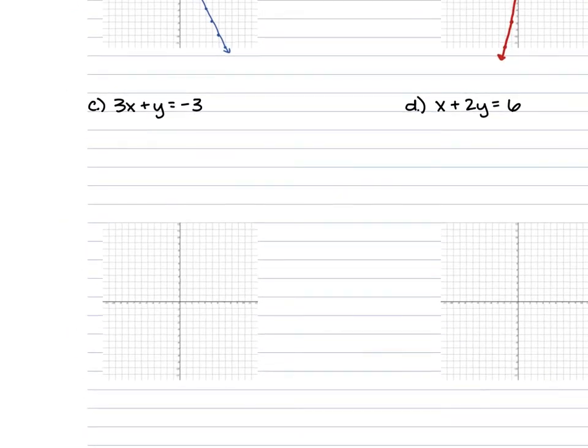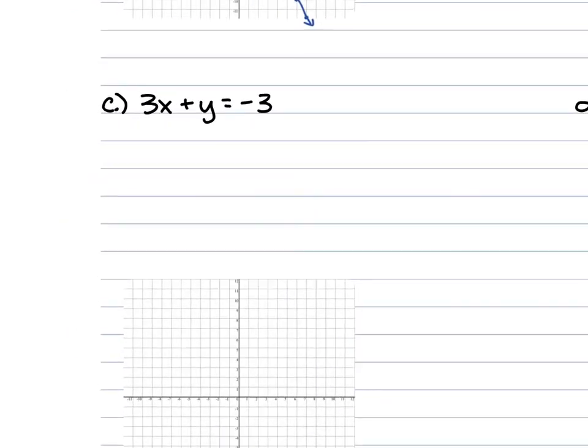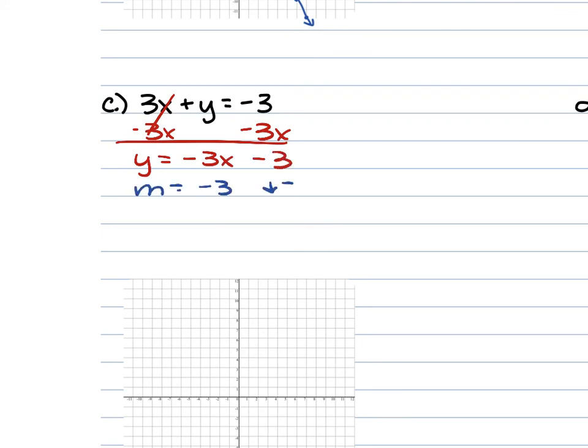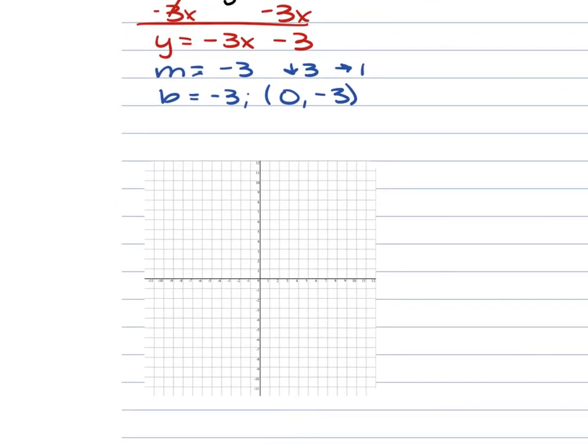For C, we have 3x plus y is equal to negative 3. I'm going to move this 3x over by subtracting it from each side. I just have y is equal to negative 3x minus 3. So this gives me a slope of -3, so I'm going to go down 3 to the right 1. And then my y-intercept is the -3 also, so that's the ordered pair 0, -3. So at 0, -3, I plot my first point, and then I'm going to go down 3 to the right 1, down 3 to the right 1, or up 3 to the left 1.